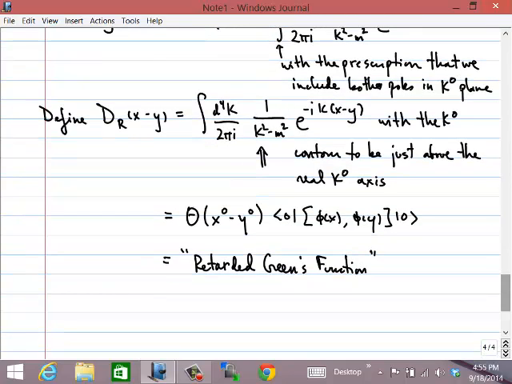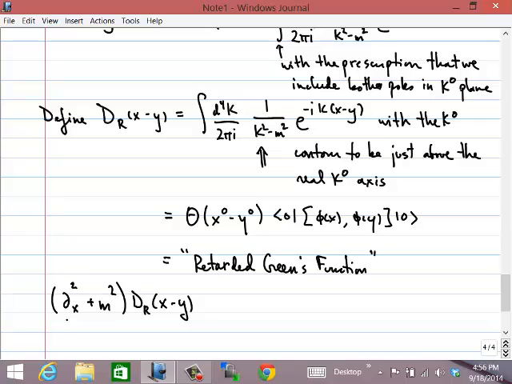So in particular, this is precisely the quantum mechanical amplitude that describes the response of the field if you insert a source at some time in the past, y0, and then you look at the result at some future time, x0. And it's a Green's function because it's a solution of the Klein-Gordon equation. So let's check that. So let's ask what happens when you act with the Klein-Gordon operator on this retarded propagator, this retarded Green's function.